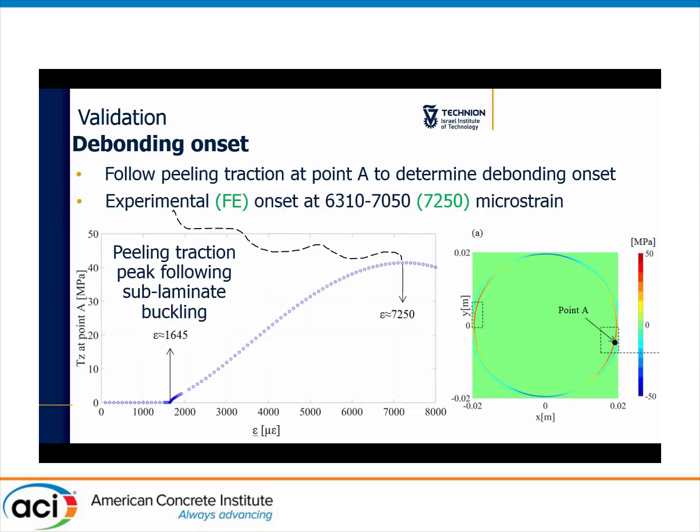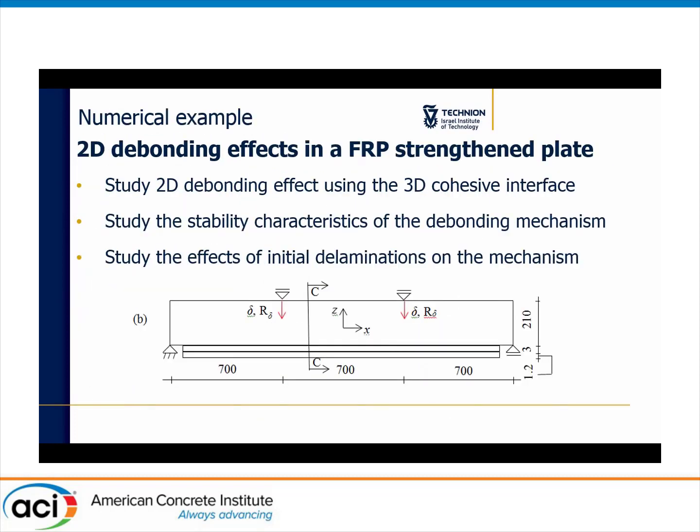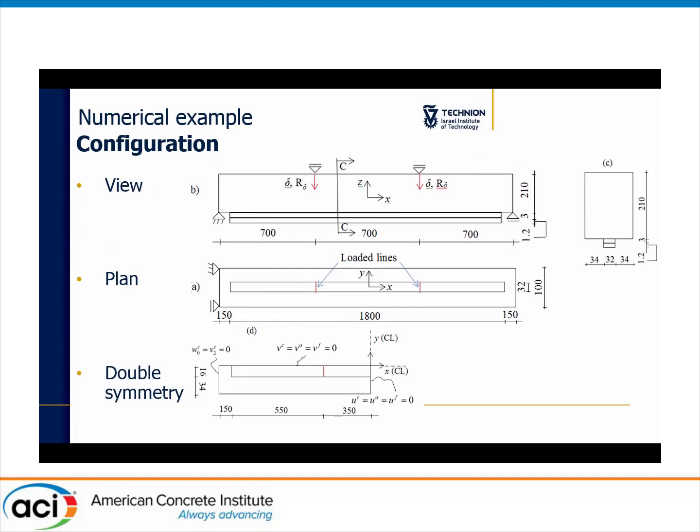Okay, so I will jump a little bit ahead to get into the two-dimensional debonding effects in FRP plates. The purpose is to study the two-dimensional debonding effects using our model, stability characteristics, and the effect of the initial delaminations. So we considered a 4-point bending beam, and we modeled it as a plate.